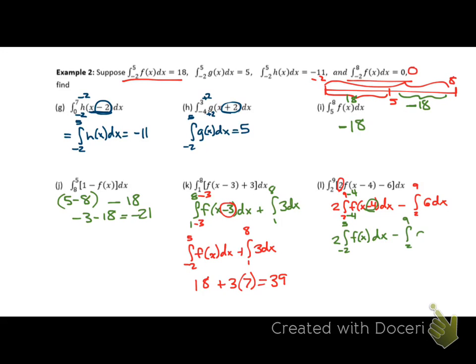Then we have 2 to 9 of 6 dx. So we have 2 f of x's. F of x is 18. Minus 6 times the top minus the bottom, which is 7. 2 times 18 minus 6 times 7 is negative 6.